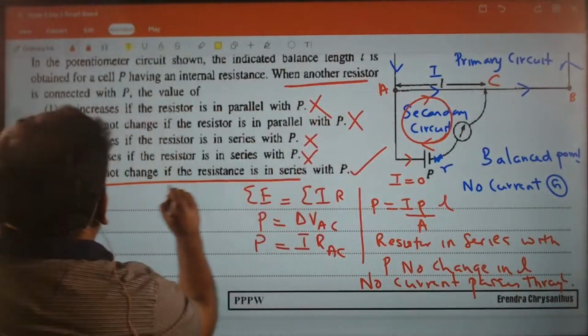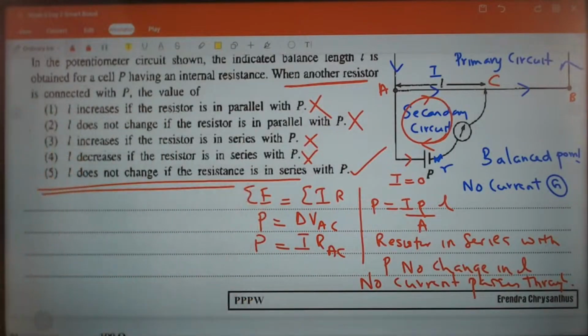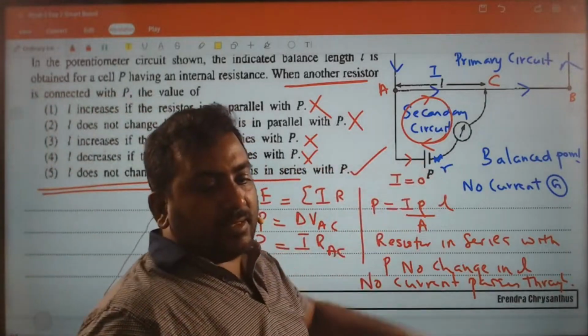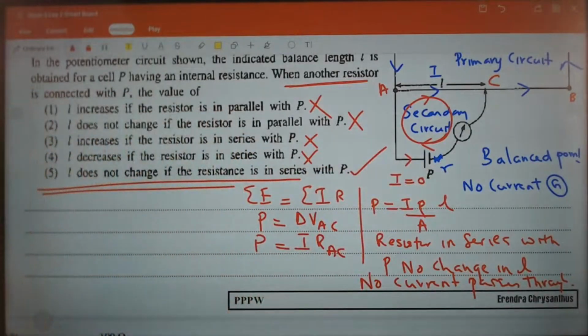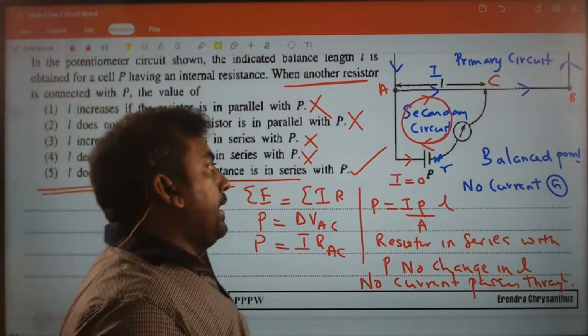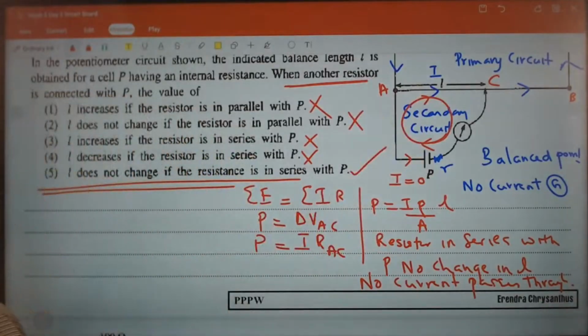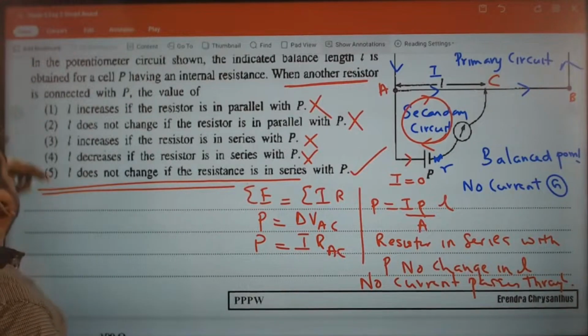Correct answer is answer number 5. Right there. If we connect a resistor in series with E, there is no current passing through. No current passing through. Therefore, the balance length will not change. Right. Moving on.